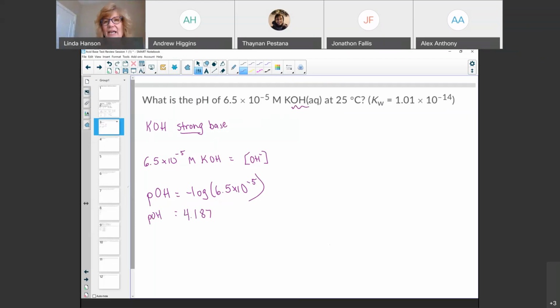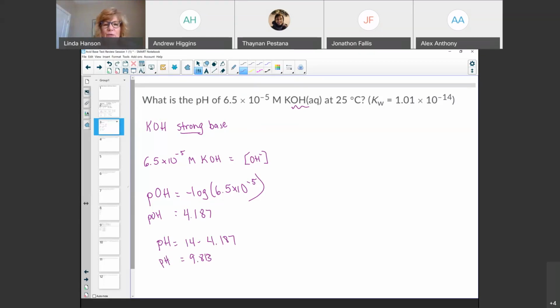Bases have pHs that are greater than 7. So just mentally check, okay, this is a base, therefore I know my answer has to be above 7. So just make that quick exchange and take 14 minus that answer and find 9.813. There's the pH of the solution. That's a number that makes sense for a base pH range.